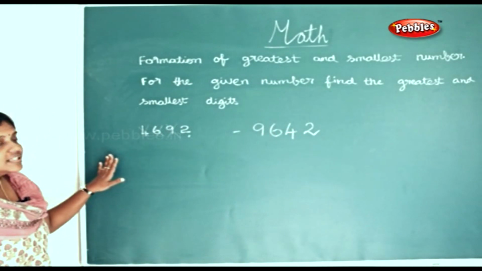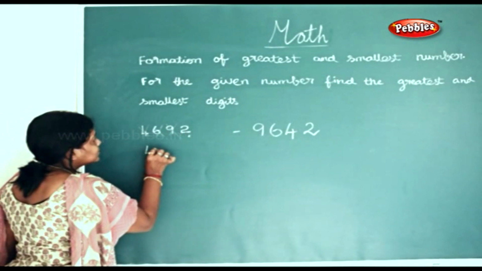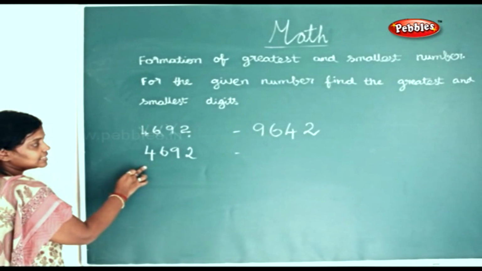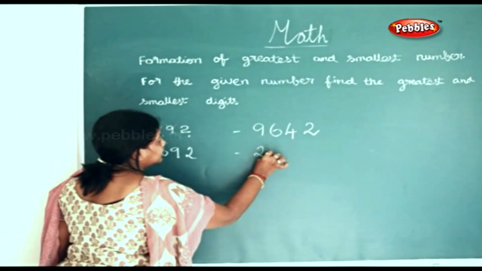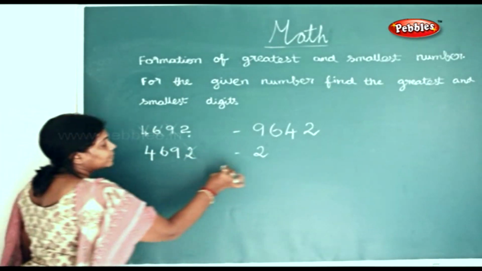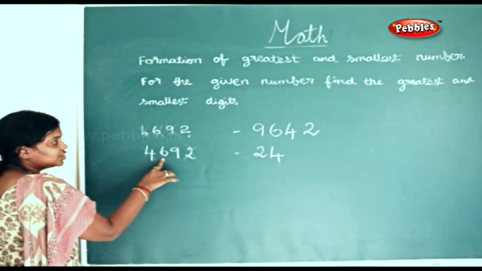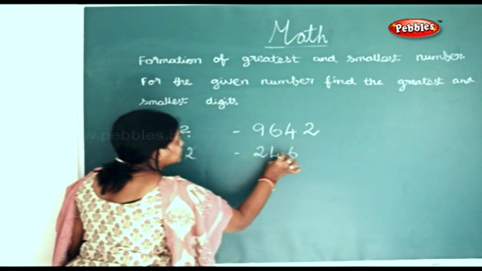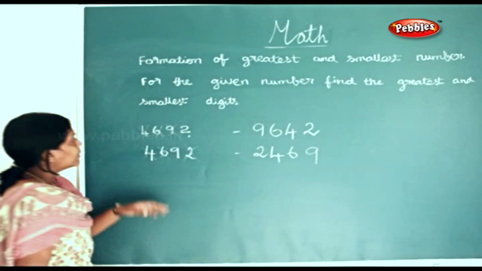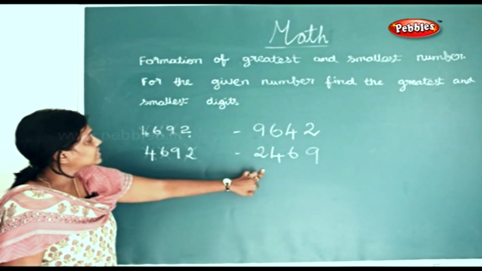Now we will see the smallest number that can be formed out of this number 4692. Now I'll write 4692 again. Which is the smallest number out of these? 2 is the smallest number. Now I'm cutting out the 2. The next smallest number after 2 is 4. I'll write out the 4 and strike out this 4. Now among 6 and 9, which is the smallest digit here? 6 is smaller than 9. So which is the number left? 9 is the number left. So for the given number 4692, this is the greatest number and this is the smallest number.